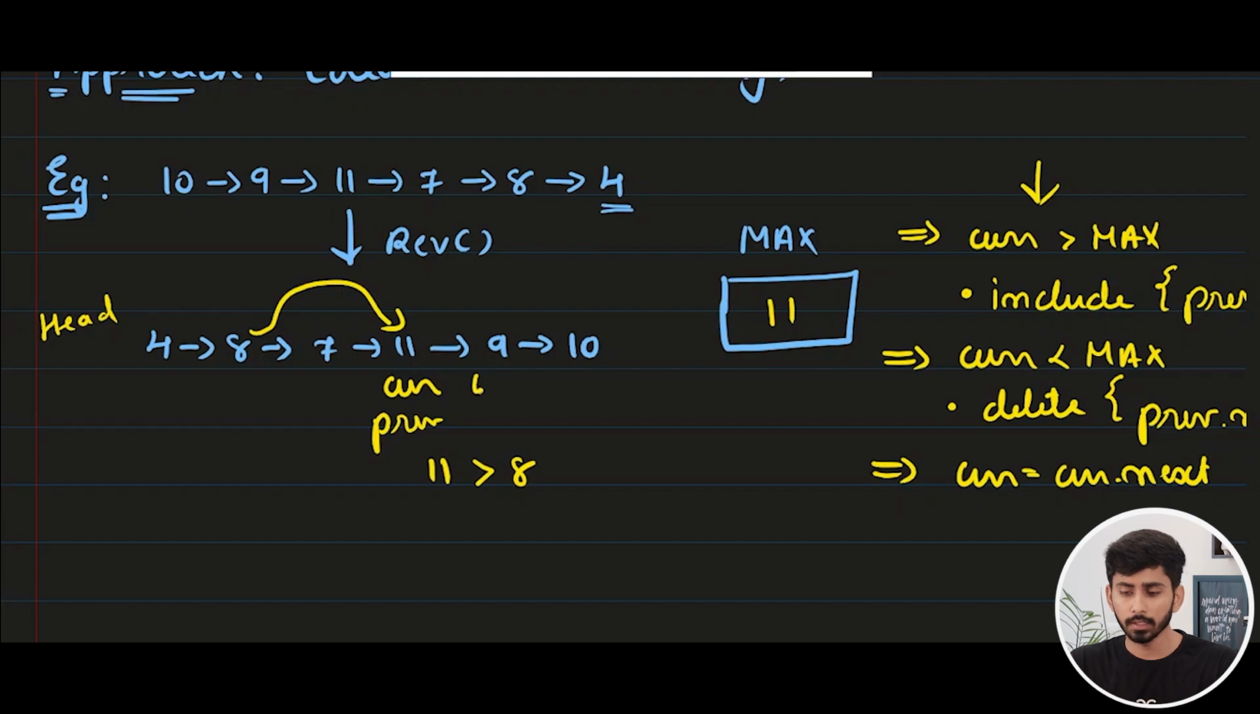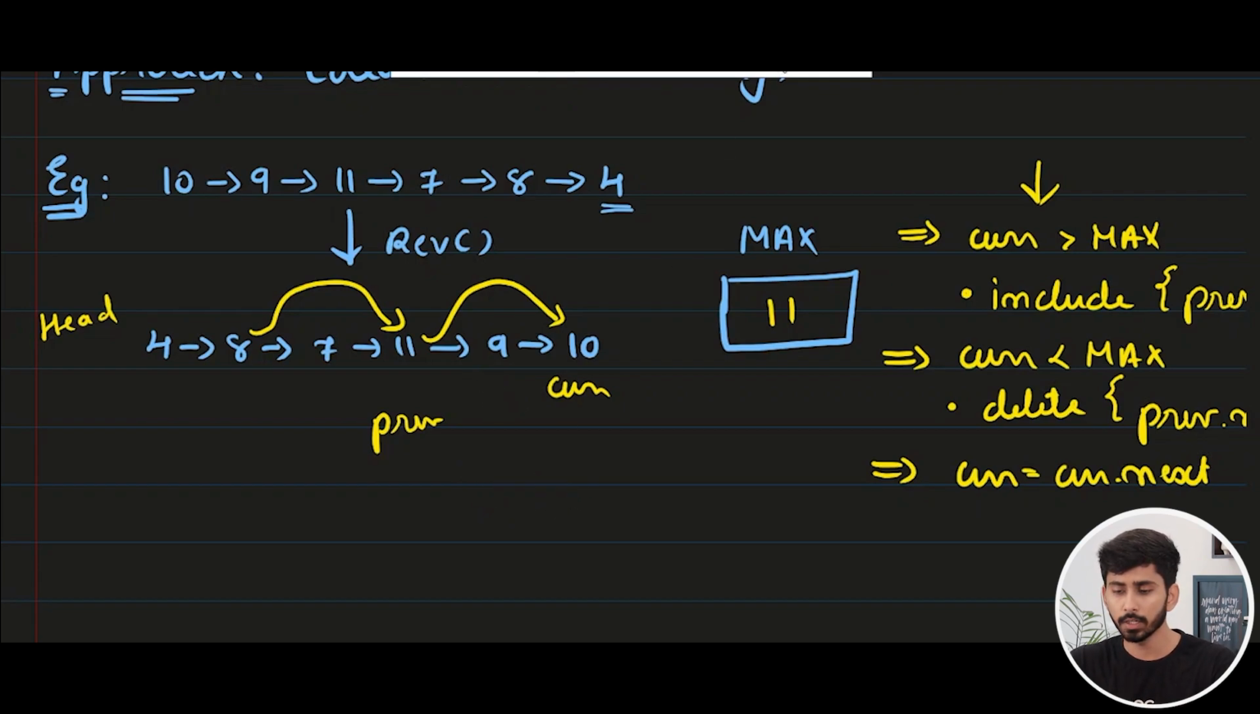Moving on forward with the next node, your current will be equivalent to 9. So compare 9 with maximum. 9 is lesser than 11. So basically you need to delete this 9. What you will be doing is making this previous.next point to current.next, and logically 9 will be deleted. Now moving on forward with the next node, updating the value of current to the next of current.